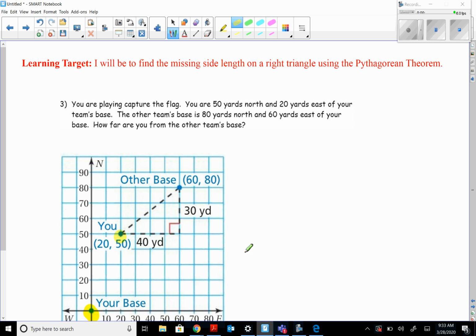The other team's base is 80 yards north and 60 yards east of your base. So again, if you're starting at the origin, which is where your base is, and you go north 80, so up 80, and to the right 60, that's where the other base is. And we're trying to figure out how far away we are from the other team's base. So you can see that by putting this on a coordinate plane, we have a right triangle.